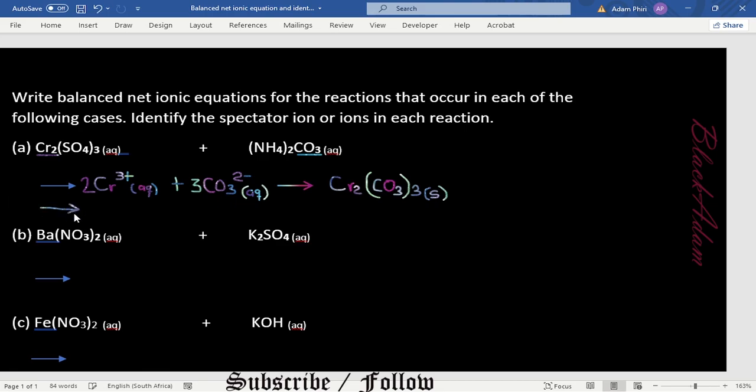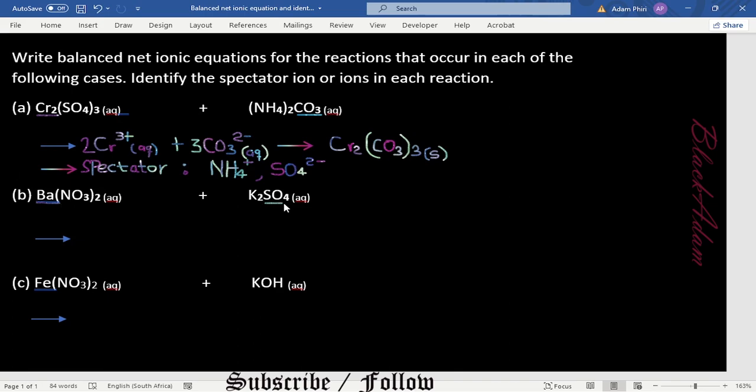And then the spectators are the ones that are soluble. So you see that the spectator ions will be sulfate and ammonium. So we start with the positive part, which is ammonium, which is positive 1. Okay, and then we have sulfate, which is negative 2. Those are spectators.